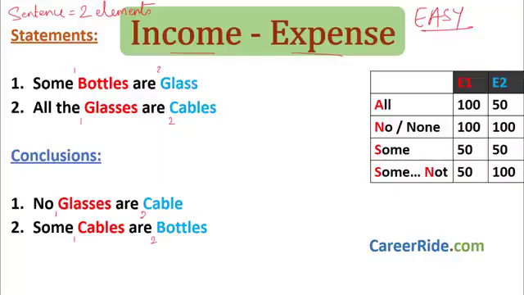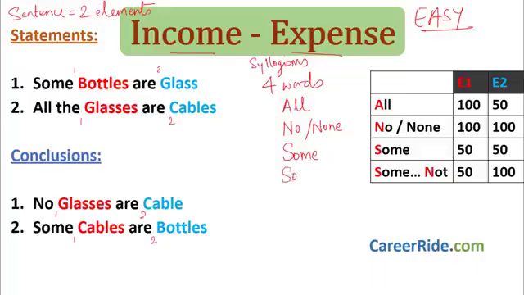Remember this. Now after this, please remember that in syllogisms there are four words which are most important. What are those? First is all. All means everything and all that stuff. Second one is no or none. Third one is some, and fourth one is some not. This some not is not some and the next word immediately not; some, then there are some words in between, then the word not.